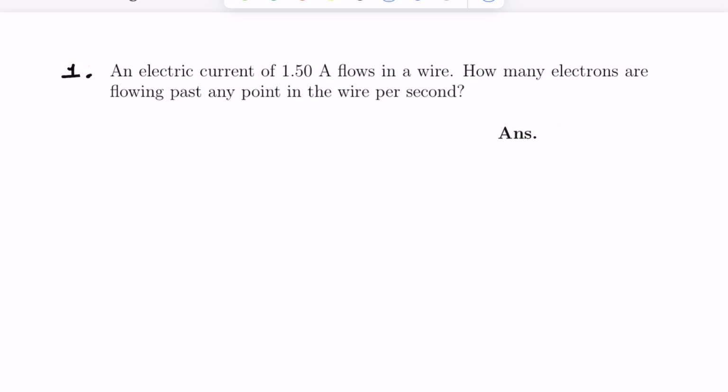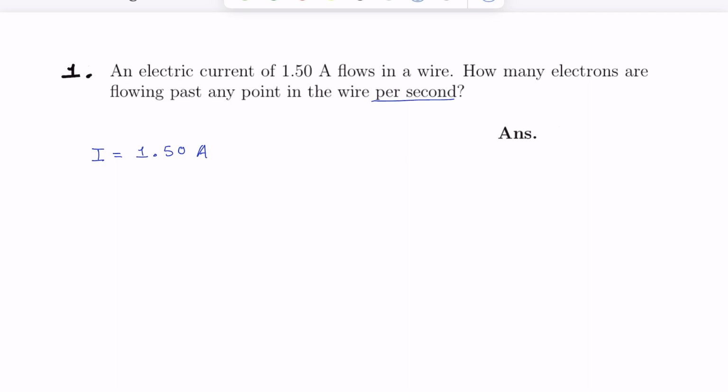So I look at the problem. The very first thing I think I should be doing is writing down the things that are given to me. Okay, so 1.50 amperes, don't forget the units, flows in a wire. How many electrons are flowing past any point in the wire per second?